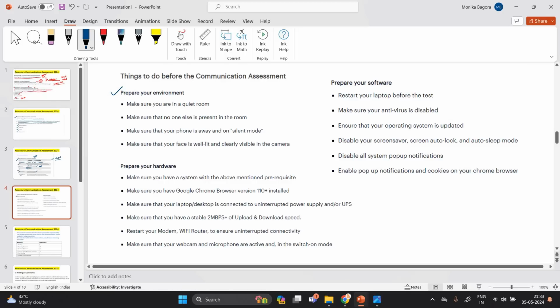Prepare your environment. Make sure you are in a quiet room. Make sure that no one else is present in the room. Make sure that your phone is away and on silent mode. Make sure that your face is well lit and clearly visible in the camera.